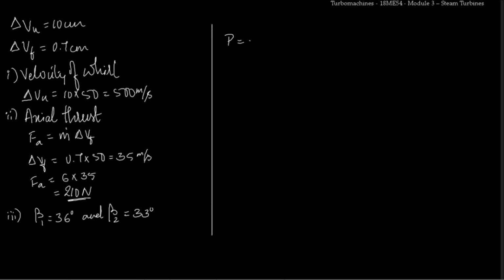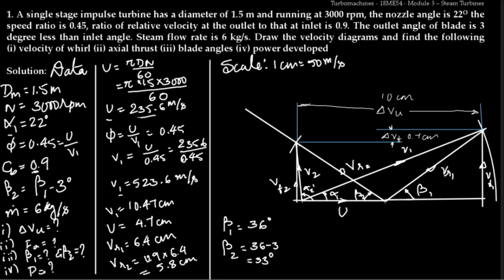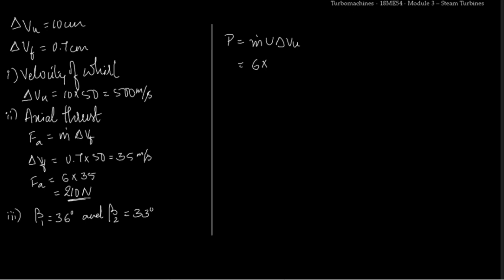Power is given by m dot into u into delta Vu. Here the mass flow rate is 6 kg per second, and u, which we calculated in the previous case, is 235.6 meter per second. 235.6 multiplied by delta Vu, which is 500, so we get the power as 706.8 kilowatts.